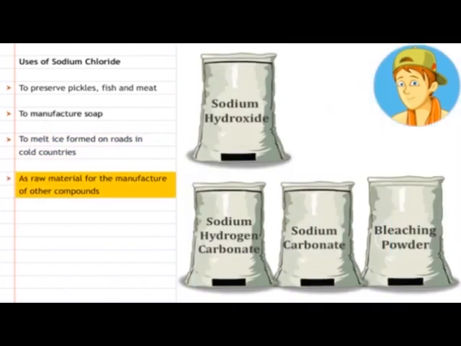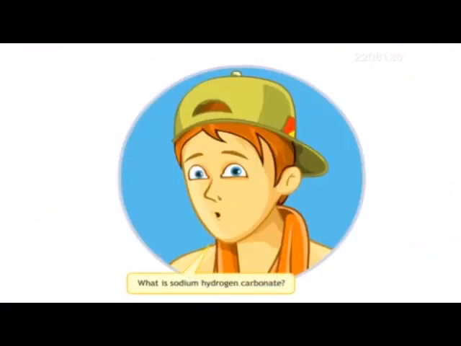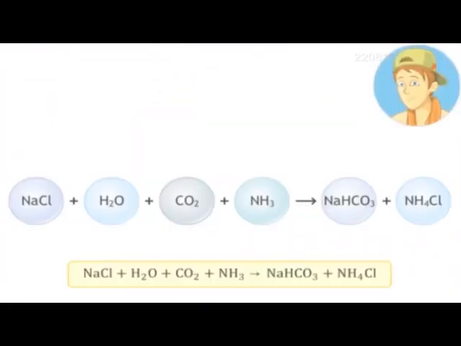Sodium chloride is used as raw material for the manufacturing of various other useful compounds like sodium hydroxide, sodium hydrogen carbonate, sodium carbonate, and bleaching powder. What is sodium hydrogen carbonate? Sodium hydrogen carbonate is produced when a concentrated solution of sodium chloride reacts with ammonia and carbon dioxide.